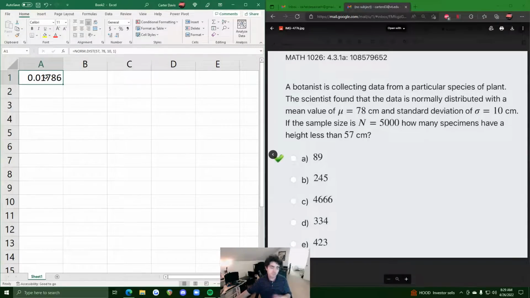This gives us the percentage that is less than 57, the percentage of the whole sample, that is. So we take this percentage, or this probability, I like percentage more, and we multiply by the whole sample size. So we'll just do equals this times the sample size, that is 5,000. And just like that, it gives us 89. So 89 of the original 5,000 will have heights less than 57 centimeters.